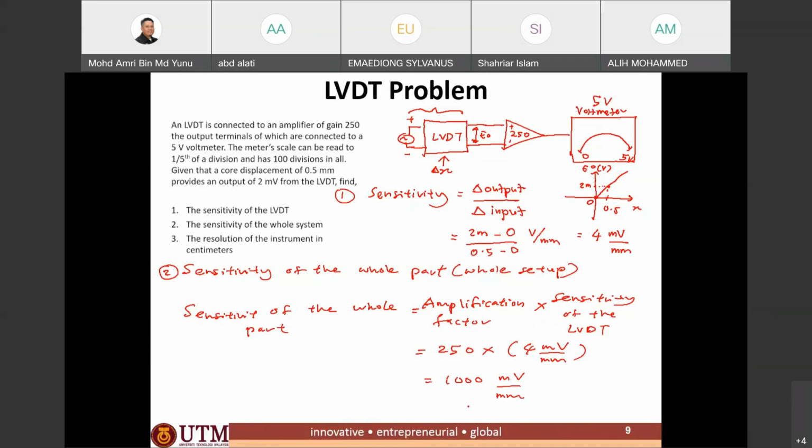So next we need to find the resolution of the instrument in centimeter.